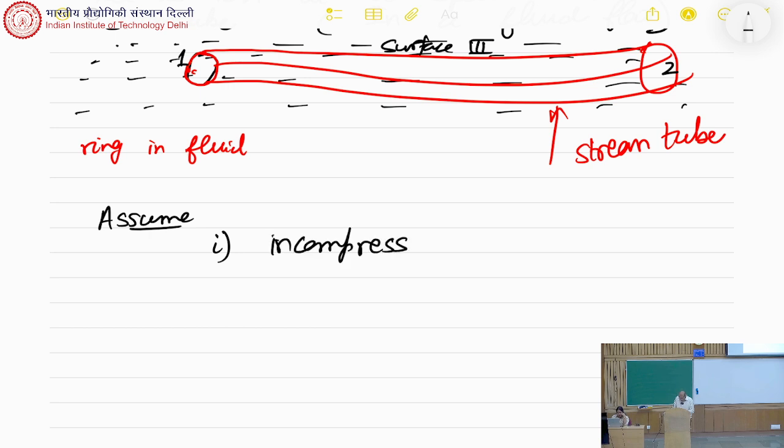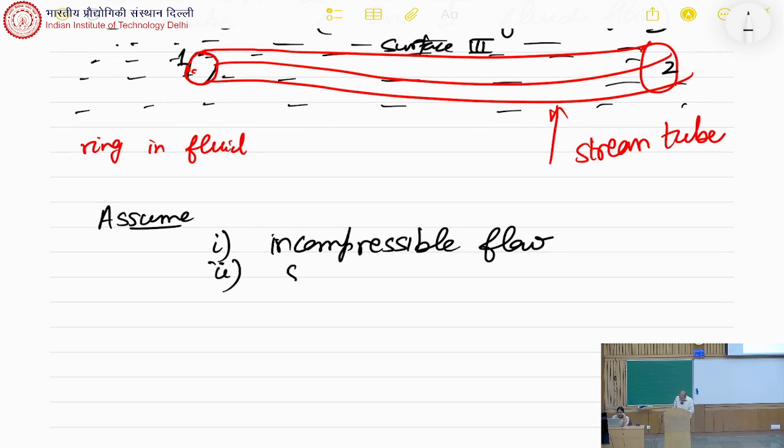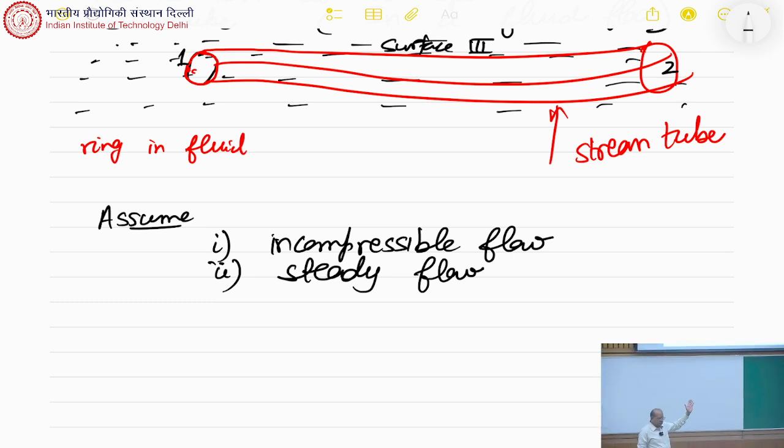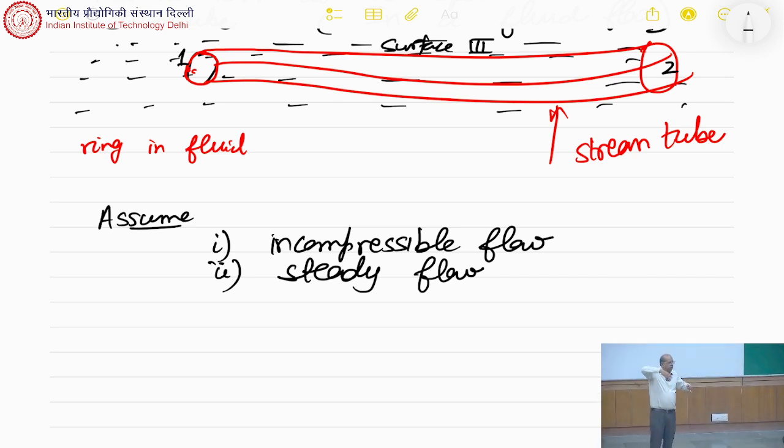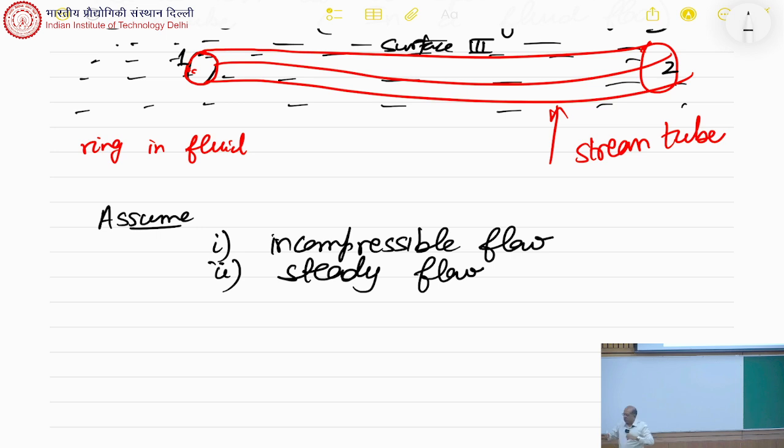We assume incompressible flow. We assume steady flow. So if we assume steady flow, then the streamlines will not change. So this control volume will be a fixed control volume. If the flow was unsteady, then the streamlines would have changed with time. But because it is steady flow, they will stay as they are. So it's a fixed control volume.